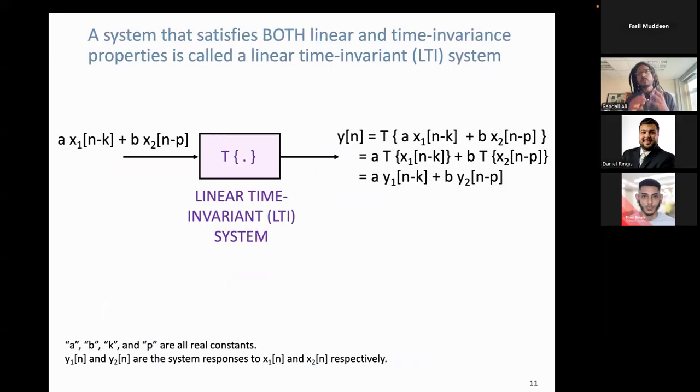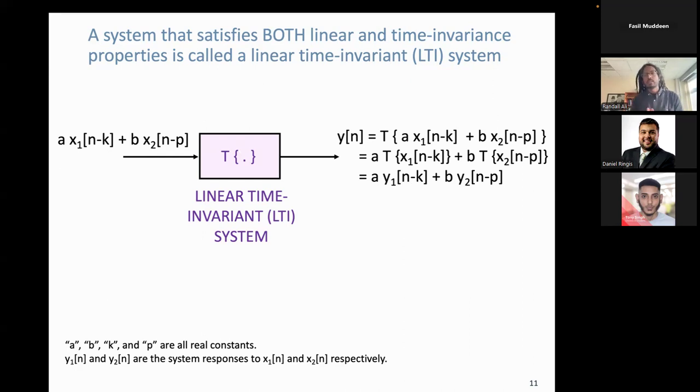Okay. So essentially, linear time invariant systems combine these two properties. They combine this linearity and this time invariance. So now if I have some input, which is some scaled or delayed input here, so this x1 of n minus k, where k represents that delay step here, plus b times x2 of n minus p, where p represents some other number for a delay. The output is simply A times this y1 of n minus k plus b times y2 of n minus p here.